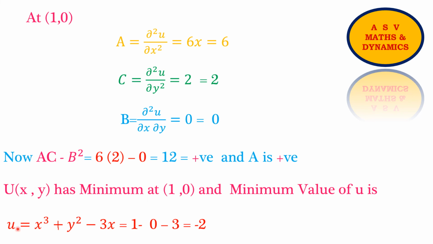So here u equal to x square plus y square minus 3x, you have to substitute the point 1 comma 0. You can get the minimum point. Here 1, here 0, here 1. So 1 minus 3 is equal to minus 2. So the function is minimum, and the minimum value is minus 2.